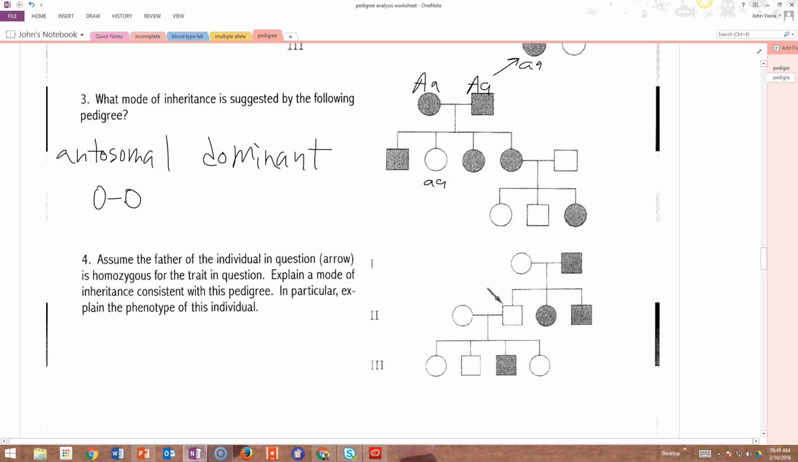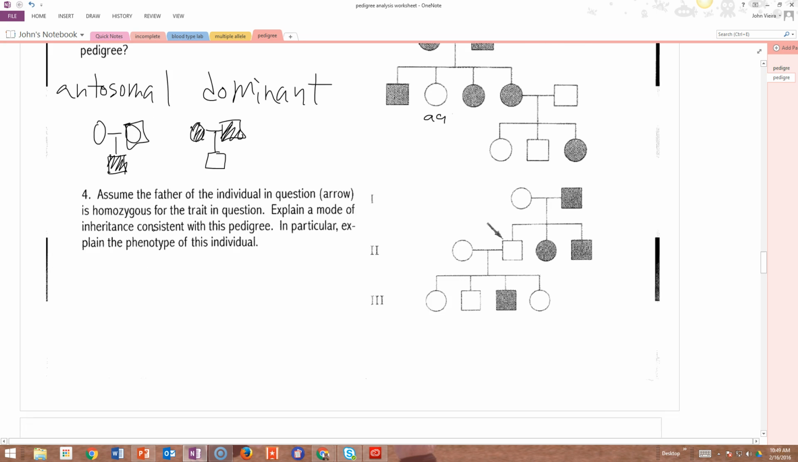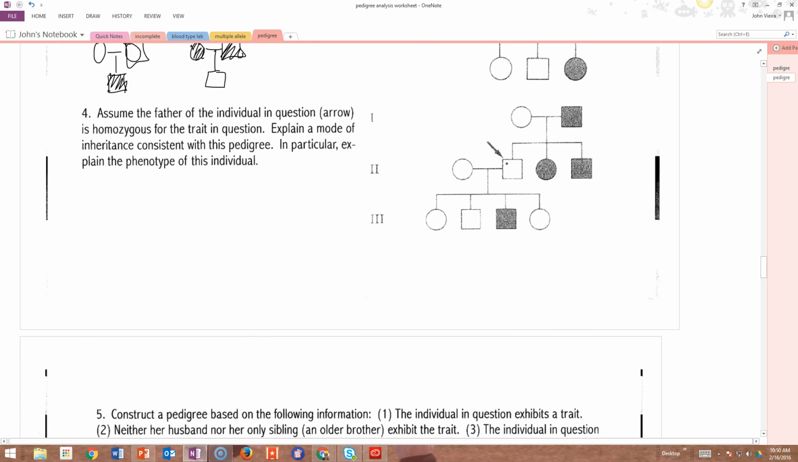If both parents don't have it and the kid does, recessive. If both parents have it and the kid doesn't, dominant. Got it? Good. So this is telling you that the father of this son is homozygous, but it didn't tell you if it was homozygous dominant or homozygous recessive. Which one is it?